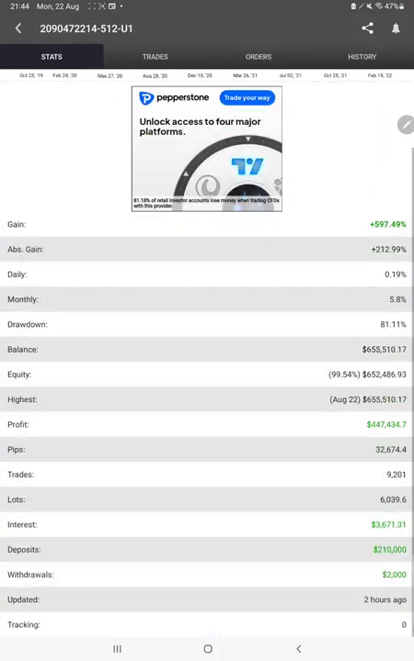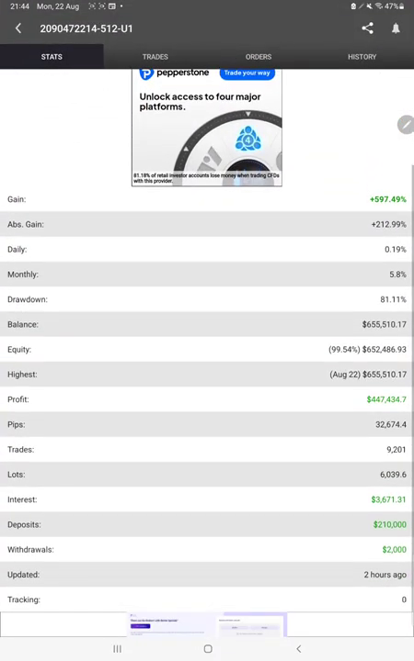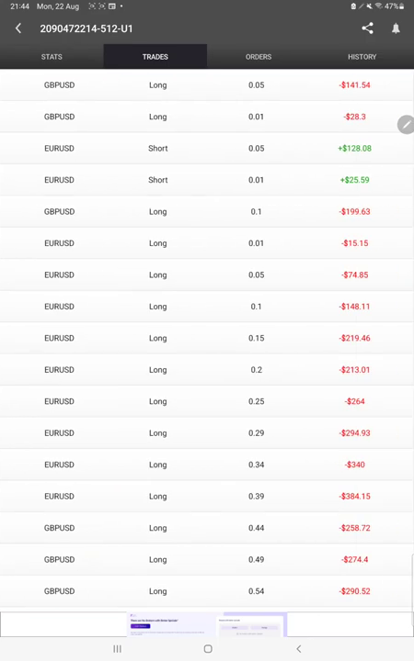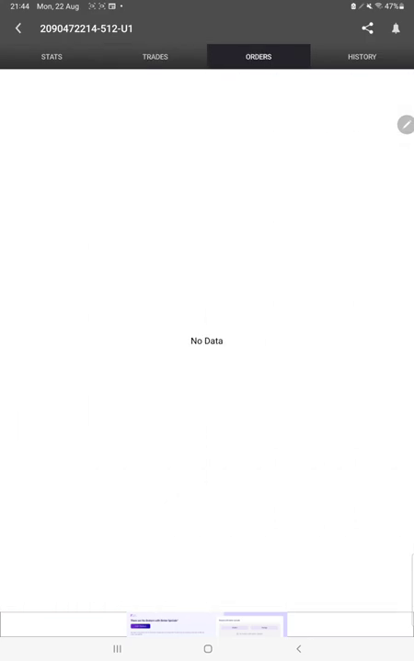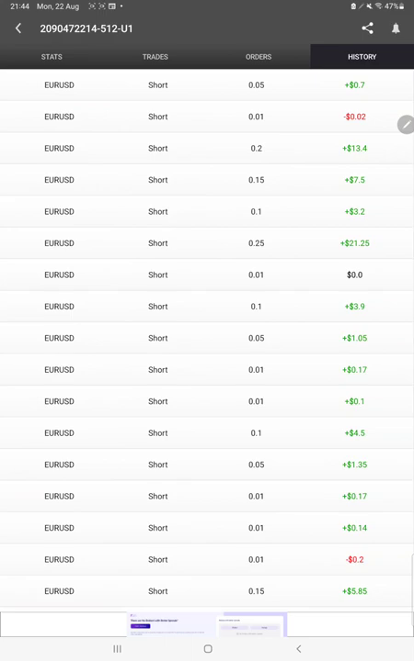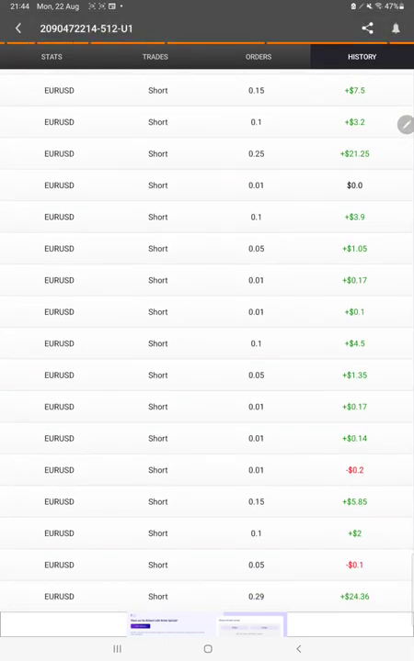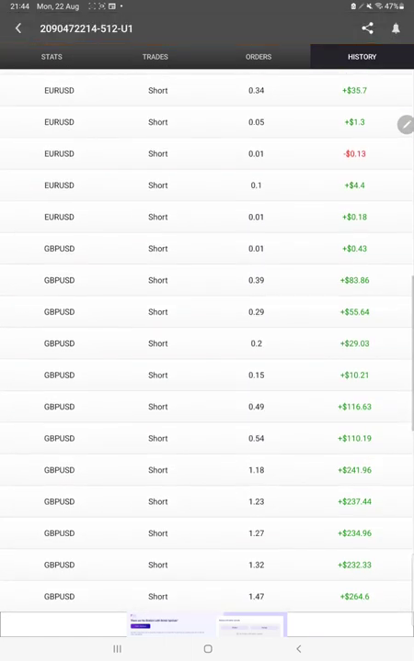Also the FXBook statistics are available, like we can see the total percentage of gain, absolute gain, daily return, monthly return, drawdown, current balance, equity, profit pips that we have achieved, and it was updated 2 hours ago. We can also see the open trades here, verify the pending orders, and in history we can see how much lot size we have traded, how much profit and loss we have booked.